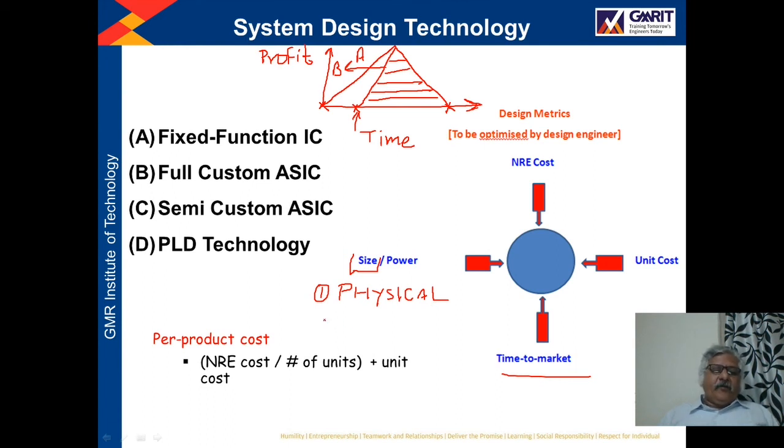So the size of the product should be small, and with reference to size, it can also be the size of the software. The size of the software should also be small, because if the size of the software is small, then it will require less memory for storing that particular software. So the cost of the product will also decrease.